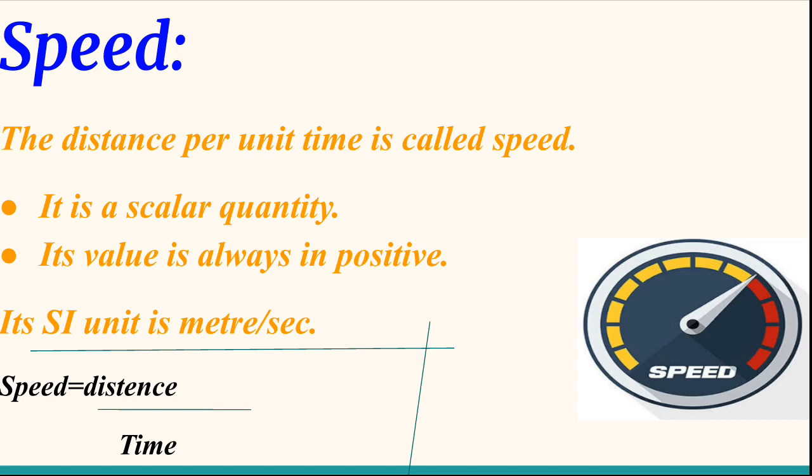We know the formula of speed, which is distance by time. The formula of speed is distance by time, and distance per unit time is known as speed. Its value is always positive, and it is a scalar quantity.